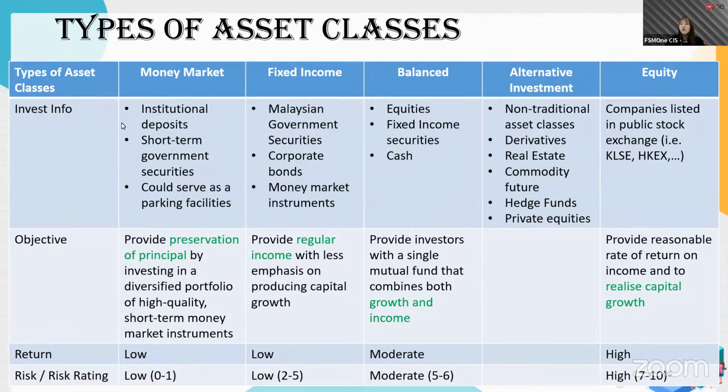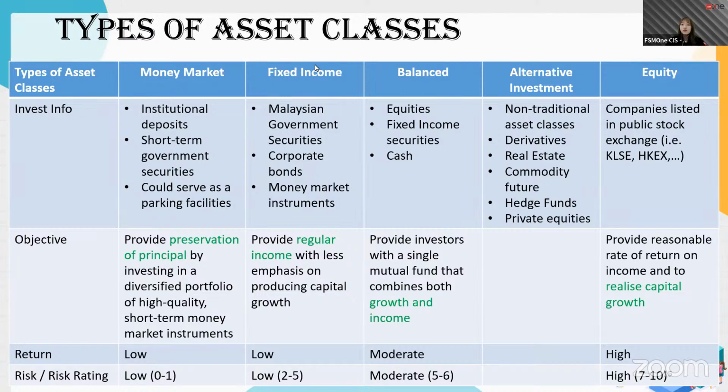So for each of them, as you can see, money market is a fund that invests in institutional deposits. The funds in this category are often viewed as a cash equivalent placement and could serve as a parking facility for investors. Normally the objective for investing in money market is the preservation of capital. And as you can see, among all the asset classes, money market will have a lower risk rating, and of course, the return will definitely be lower.